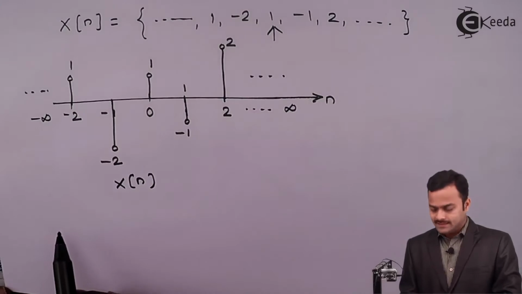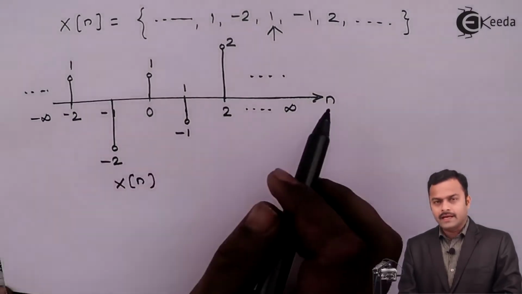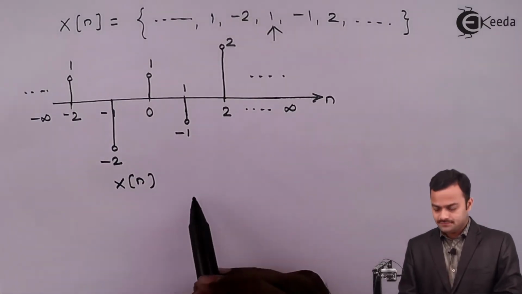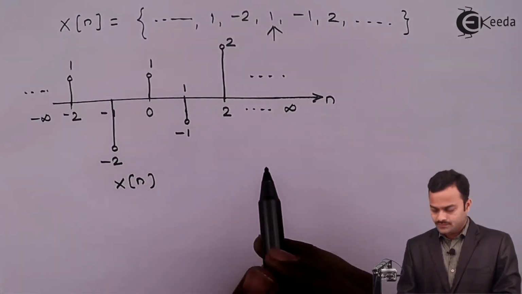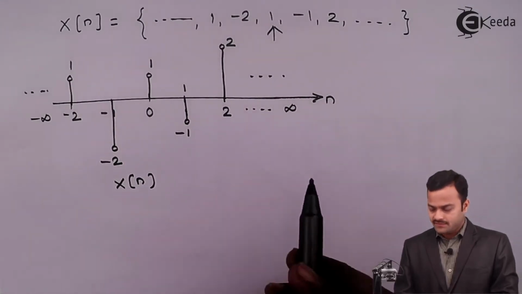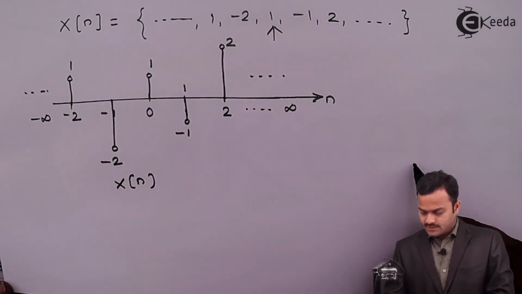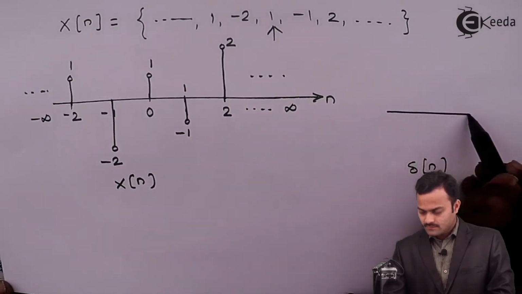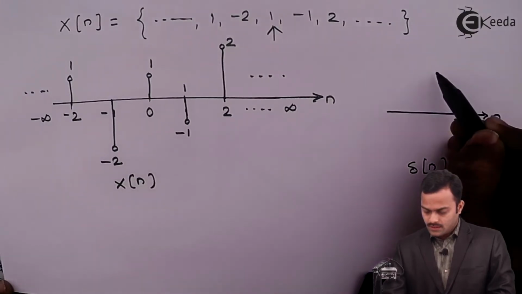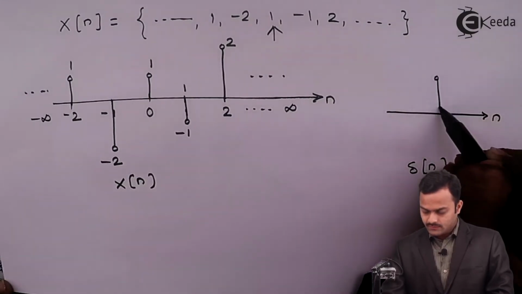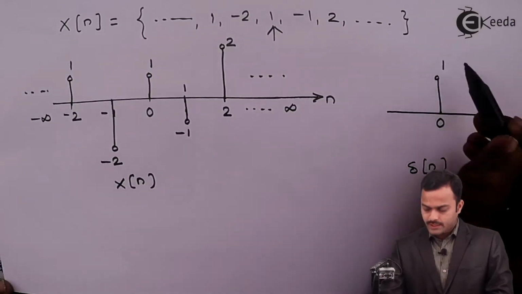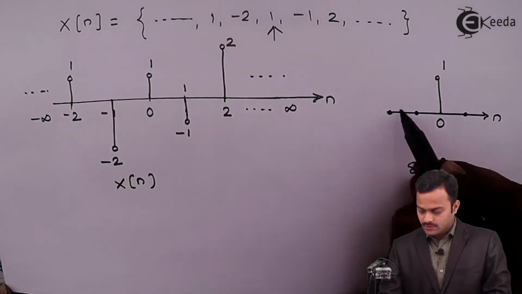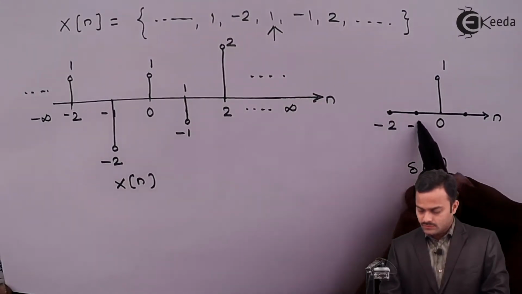So what it states is that every element in x of n can be represented in terms of the impulse function delta. Let's see how. First let me define the delta function. The delta function is represented as delta n, and it exists only at n equal to 0 and the magnitude is 1. For the rest of the instances, it will have the value 0.